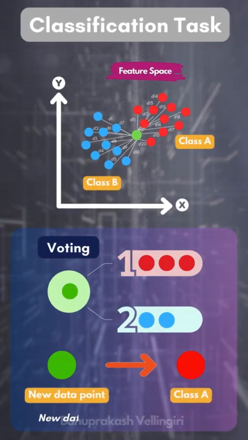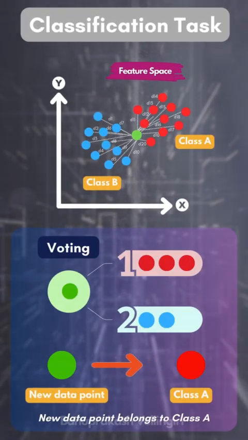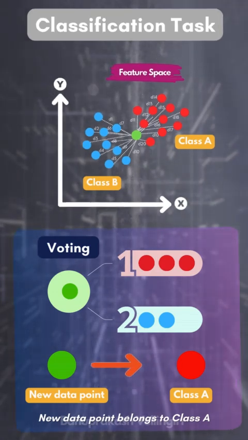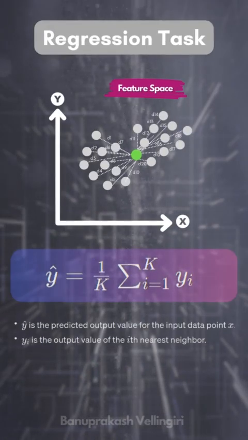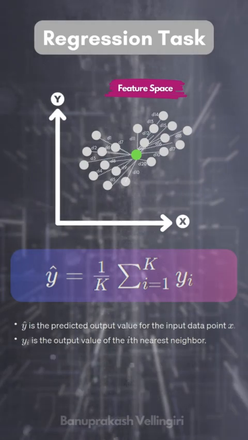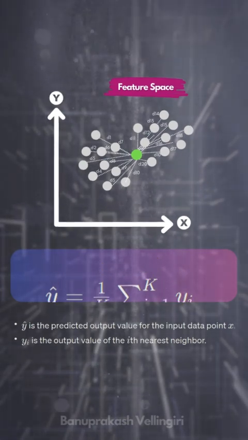For classification tasks, KNN uses a majority voting mechanism among the k neighbors to determine the class label of the new instance. The class that occurs most frequently among the neighbors is assigned to the new input data point. In case of regression tasks, KNN calculates the average of the target values of the k nearest neighbors and assigns this average value to the new input data point.